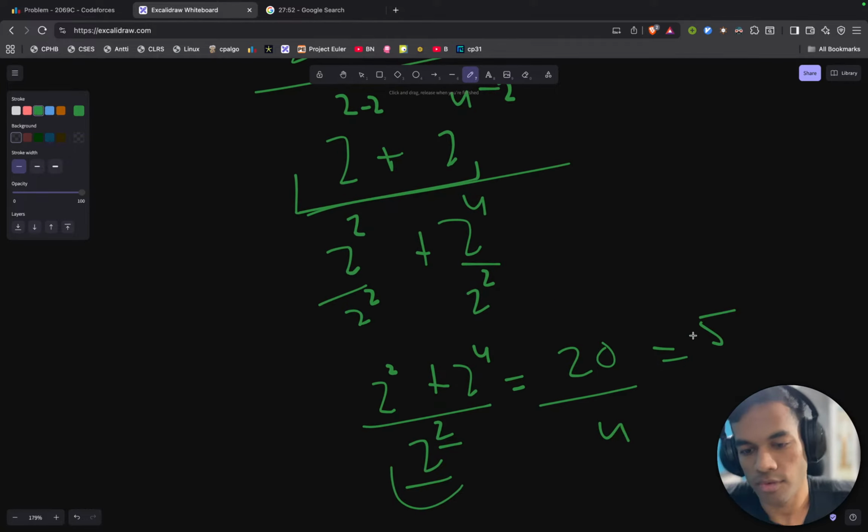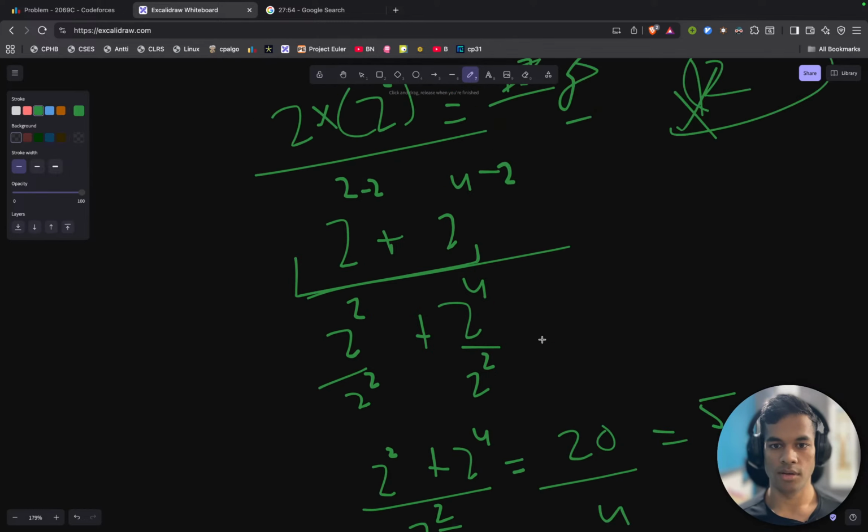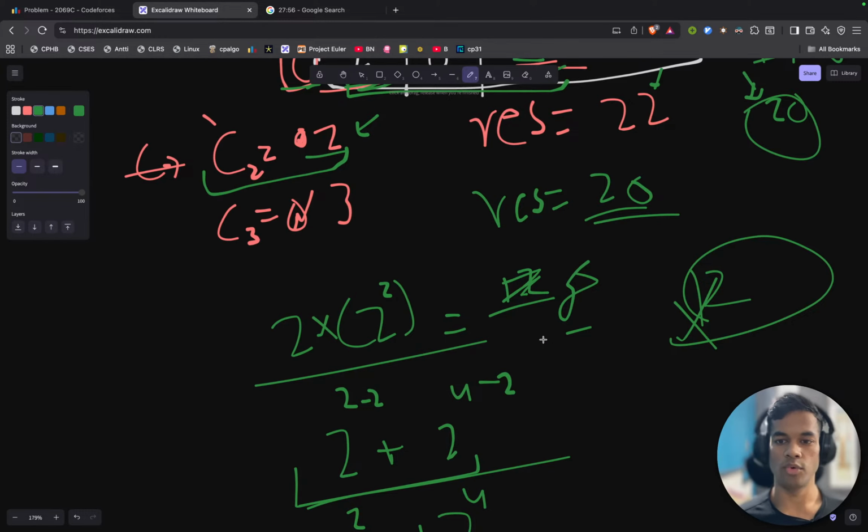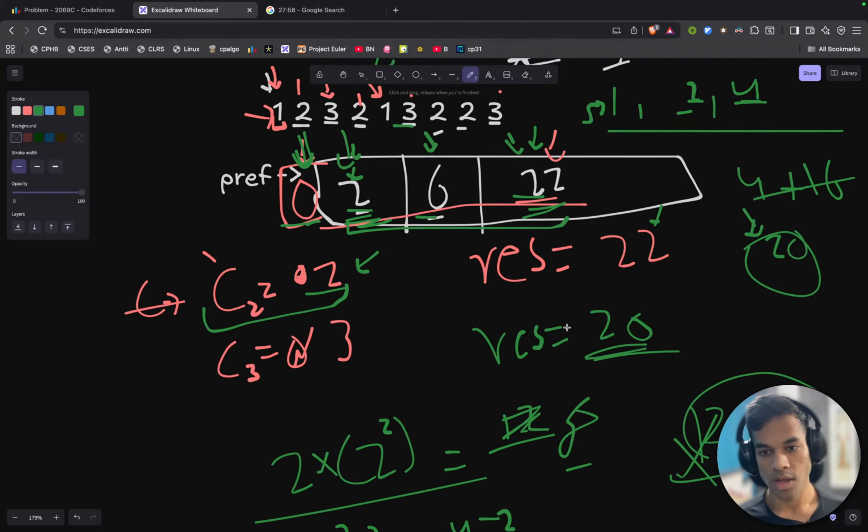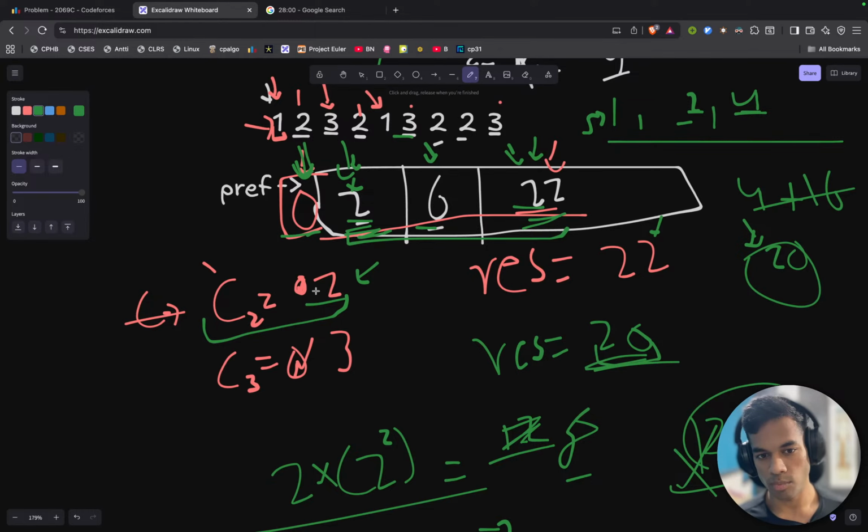Okay, we can do this. This is very, very doable. So what is the conclusion? The conclusion is, when we have 20 here, what we have to do is right shift this value by the amount of twos that we have seen.